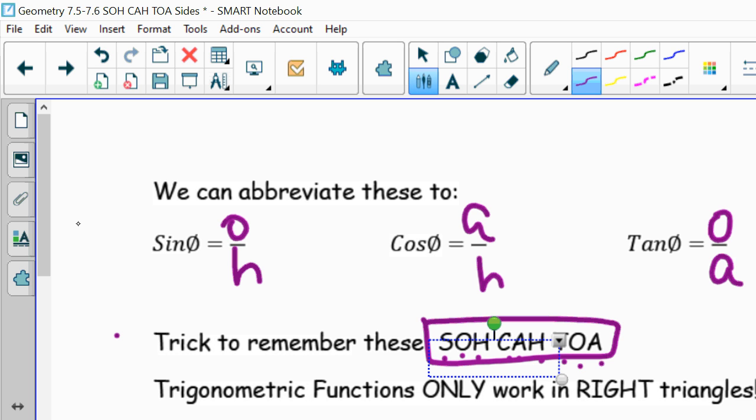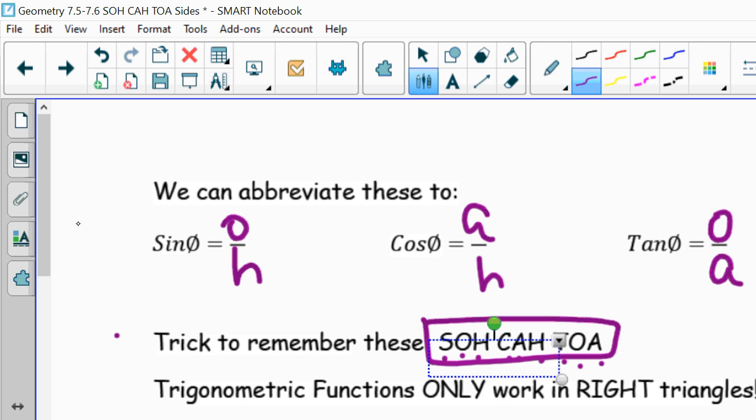I have a lovely story that I'm going to read to you guys about the origination of SOH CAH TOA, but we're going to wait for a few days so that we get some more vocabulary and some more terms out of the way. That way the story will make more sense to you and you'll be able to find the humor in the story. So in a few days, I'll read you a story about SOH CAH TOA.